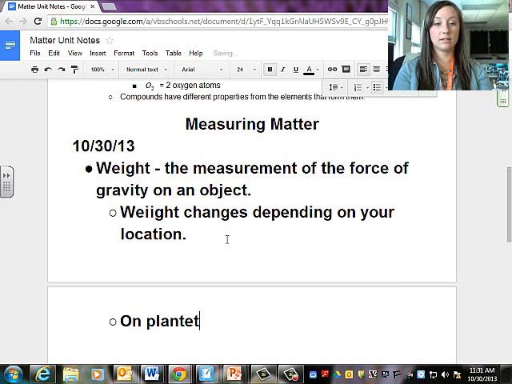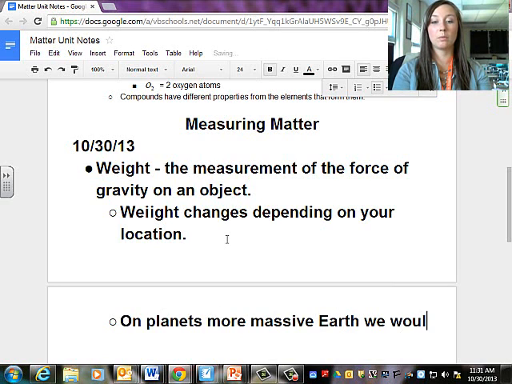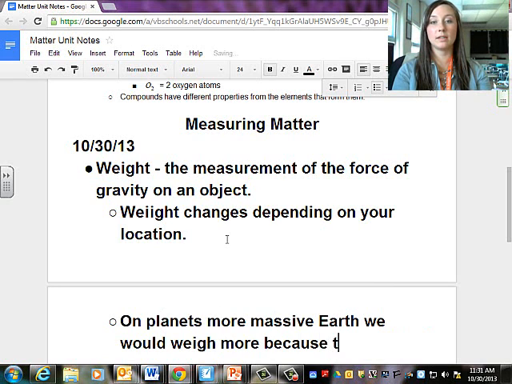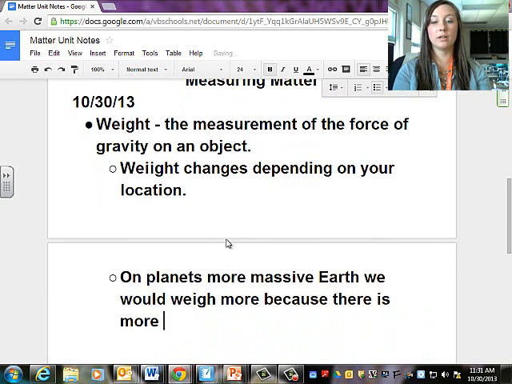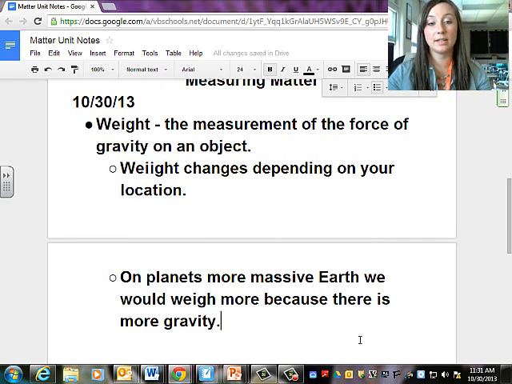On planets more massive than the Earth, we would weigh more because there is more gravity. Or you could say on planets less massive than the Earth, we would weigh less because there is less gravity.